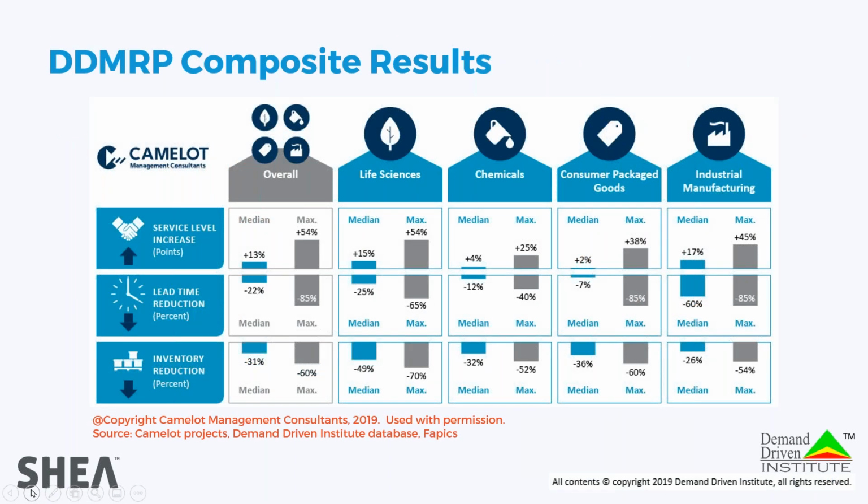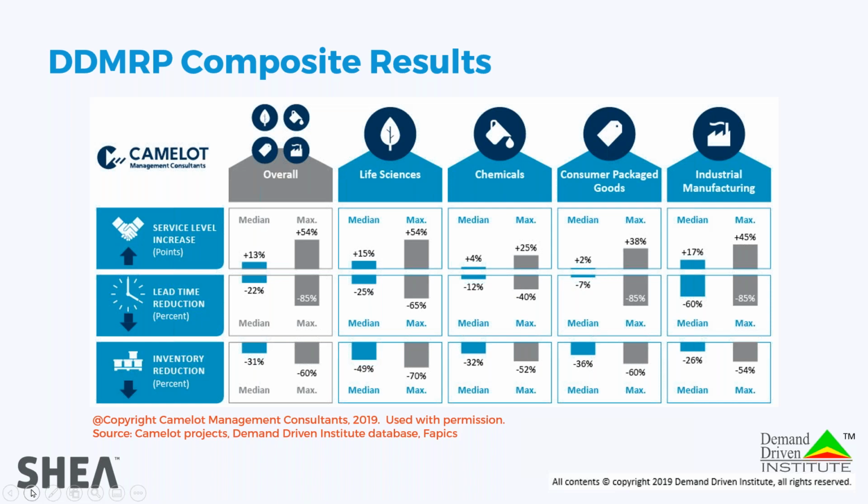So I want to start off with the end result. There are many companies who have implemented this strategy and this methodology, and Camelot Management Consultants put together a summary of the results. The overall results across all the industries: 13% better service level, 22% reduction in lead time, and about 30% reduction in overall inventory. So you can see this is a huge impact on our business. It sounds too good to be true. I say it's too good to ignore. How is it possible? Well, we're going to talk about that.